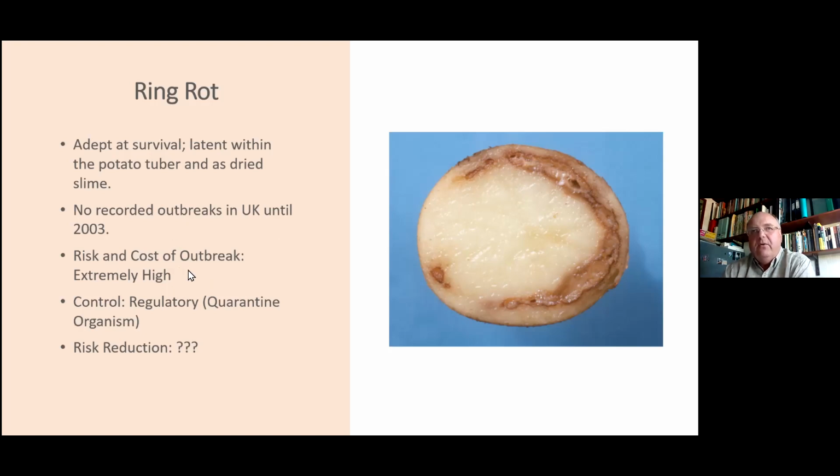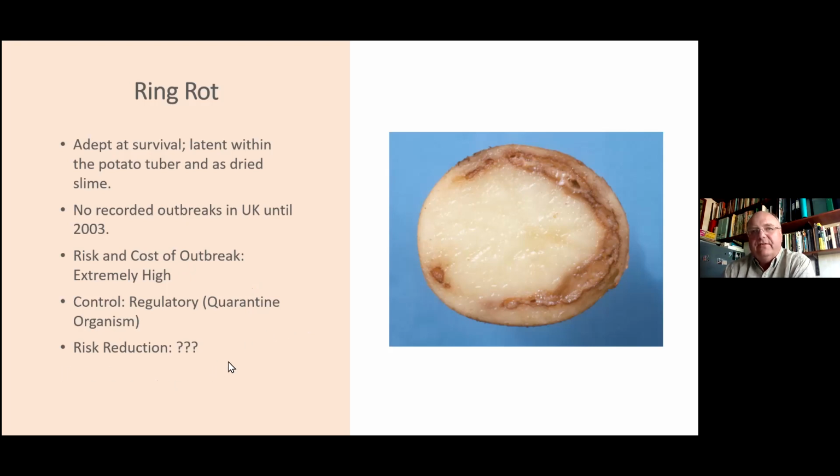Within the UK, there were no recorded outbreaks until 2003. And then that outbreak occurred. It proved to be extremely costly to the individual on whose premises the ring rot was found. I think various figures come to mind, but it cost that individual anything between £500,000 and £1 million. So anything we can do to keep that out is worthwhile, and it also re-triggered the interest in insurance schemes for quarantine or bacterial organisms.